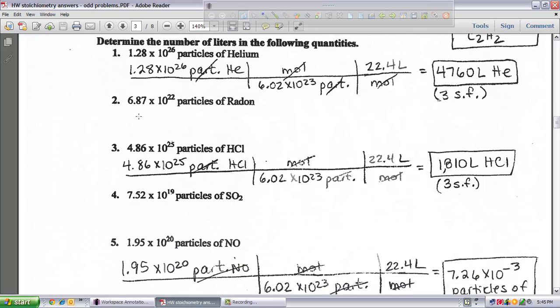Okay? Now we're going to go the other way around. We're starting off with particles, and I abbreviated with part.